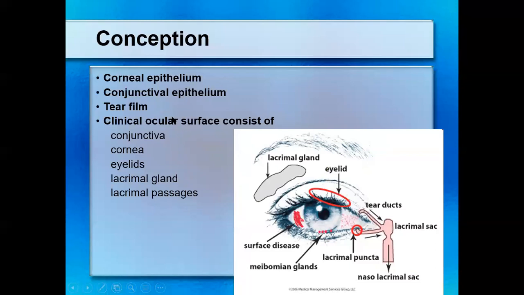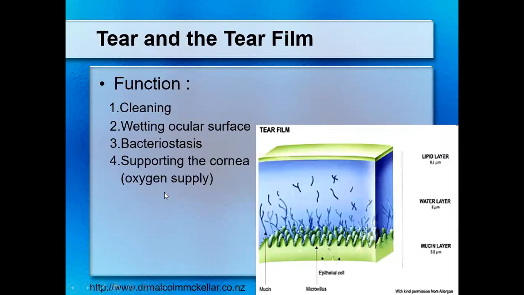Okay. Now, corneal epithelium, conjunctival epithelium, tear film. These are different surfaces in the eye, because the cornea is covered by a superficial epithelium, the conjunctiva is covered by a superficial epithelium, and the tear film is a liquid layer which covers the whole cornea and the conjunctiva. Okay. Now, if you talk about the ocular surface, what are the parts that are included? The conjunctiva, cornea, eyelids, lacrimal gland, and the lacrimal passage. These are the different parts.